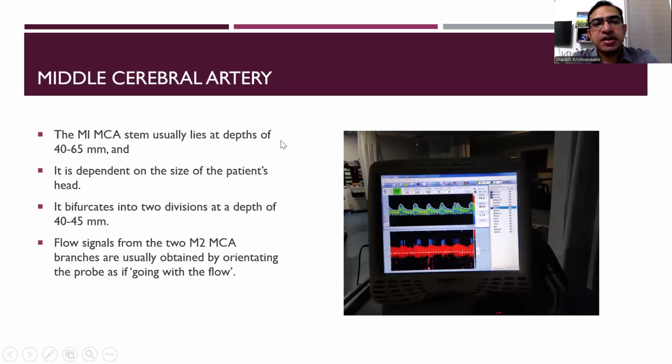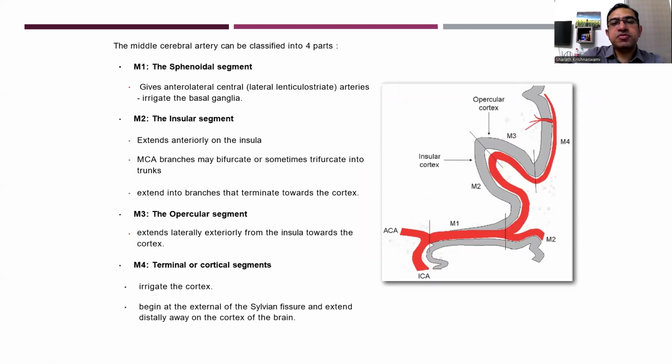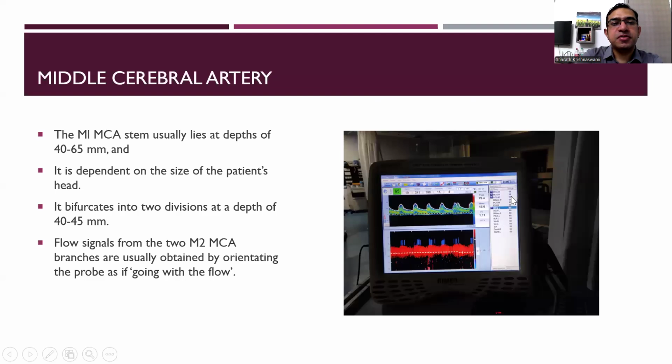Coming to the middle cerebral artery, it lies at a depth of 40 to 65 millimeters. It is dependent on the size of the patient's head. It bifurcates into 2 divisions at a depth of 40 to 45 millimeters. Like I mentioned before, there is a branch that goes superiorly and a branch that goes inferiorly, both of the M2 segment. The flow signals from the 2 M2 MCA branches are obtained by orienting the probe as if going with the flow. So it is important to have an idea about the patient's anatomy of cerebral circulation while you conduct the TCD examination.